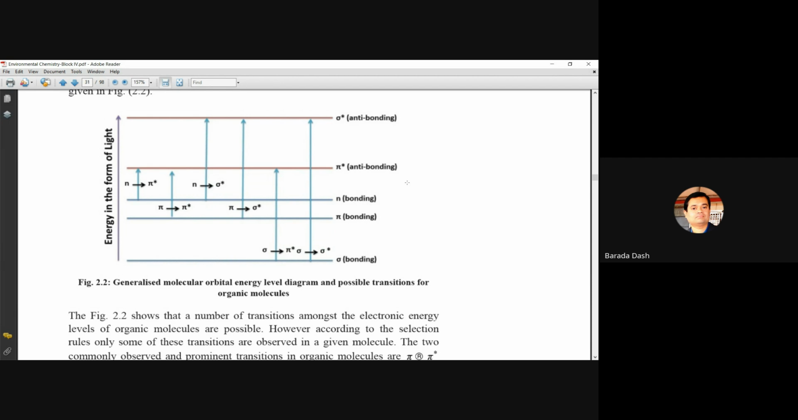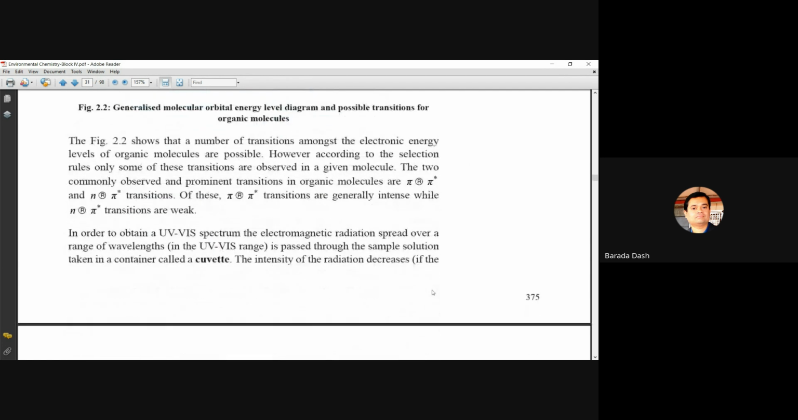This is the energy level diagram and possible transitions for an organic molecule. So these are the different types: n to pi star, where n is a lone pair of electrons going to the pi star orbital, pi to sigma star orbital. There are so many different types of transitions possible in an organic molecule when it absorbs UV or visible radiation, electromagnetic radiation.